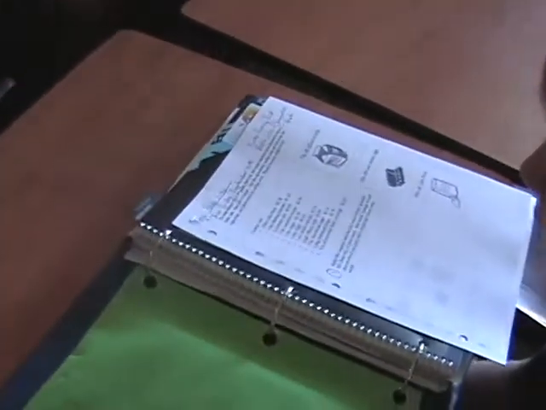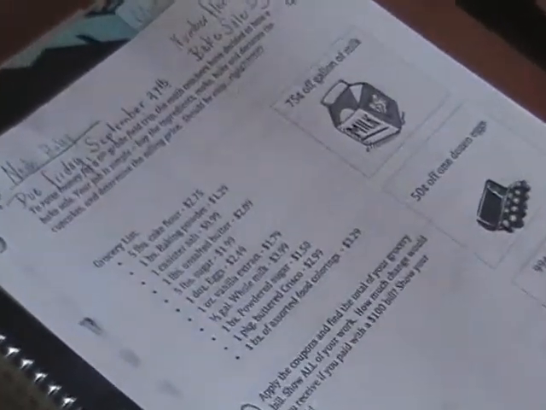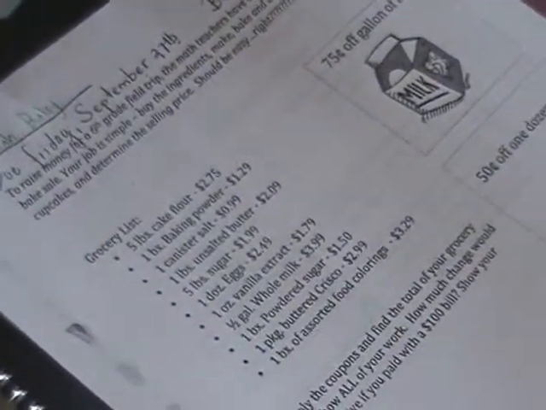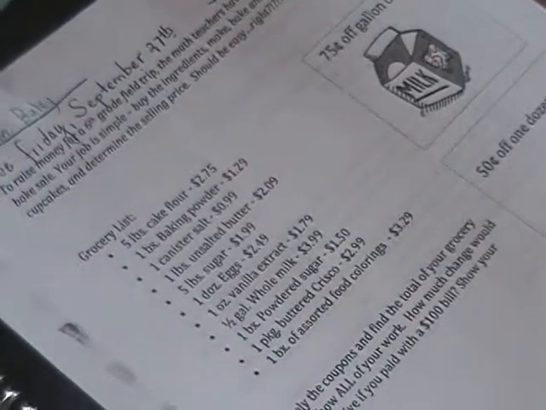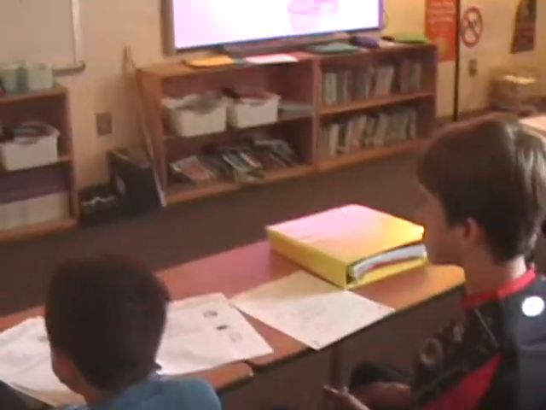It says, to raise money for a 6th grade field trip, the math teachers have decided to have a bake sale. Your job is simple. Buy the ingredients, make, bake, and decorate the cupcakes, and determine the selling price. Should be easy, right? So if you take a look, you've got a grocery list, much like you would have to do if you were baking cupcakes at home. This should remind you a bit of the menu activity that we did with ordering from Outback. So you're going to have all those things that you're going to be purchasing.